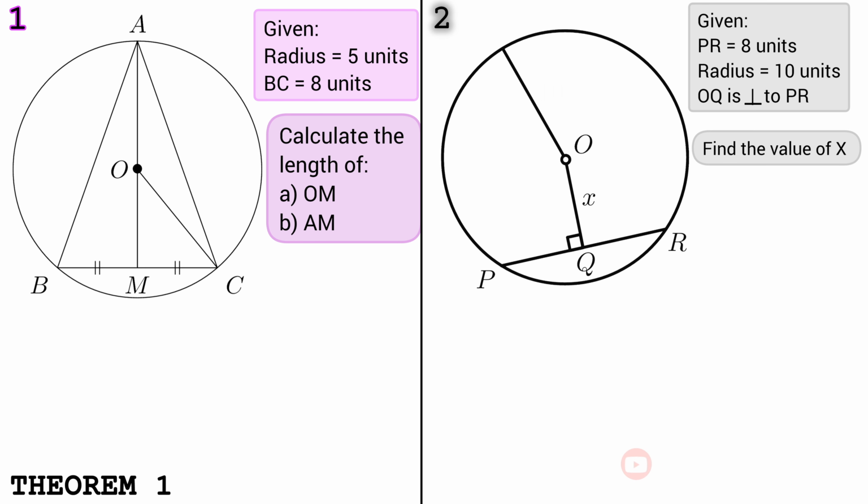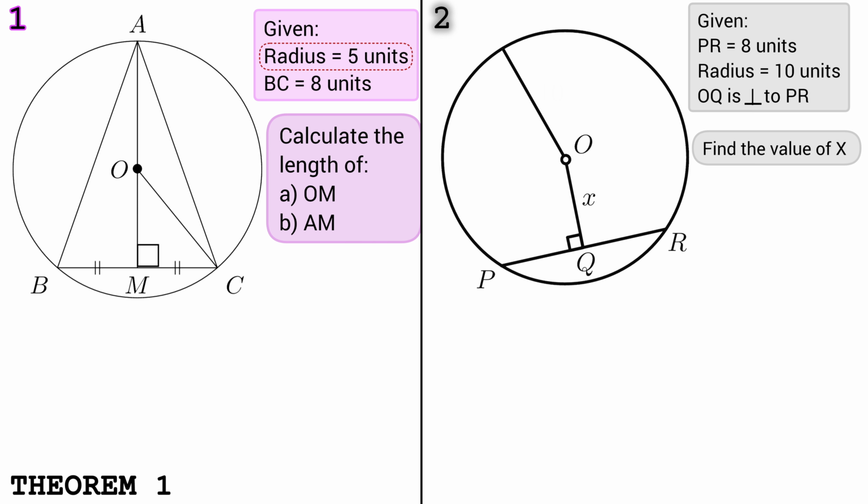In the first example, in this theorem, we are given that the radius is 5 units and BC is 8 units. We are looking for the length of AM and the length of OM. According to this theorem, a line from the center of the circle to the midpoint of a chord is perpendicular to the chord. It is indicated to us that BM is equal to MC, which makes M the midpoint of BC. So if the line OM meets the chord BC at the midpoint, then OM is perpendicular to BC, and this is a 90 degrees angle.